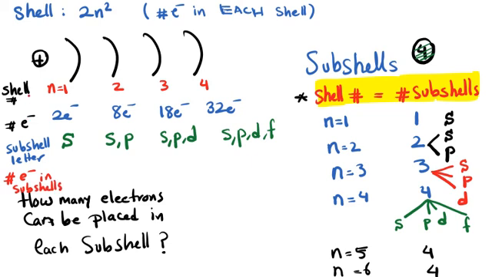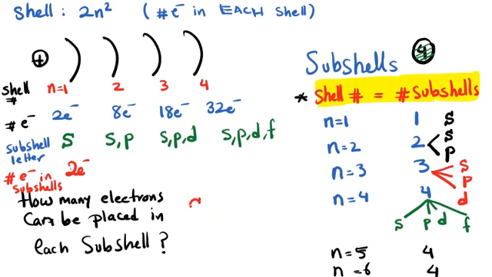Here we have the number of electrons in each shell. Shell number 1 can hold up to 2 electrons, and we have only one subshell. It means this subshell can hold up to 2 electrons. So shell number 1 can hold up to 2 electrons, and we have one subshell. It means the S subshell can keep only 2 electrons.